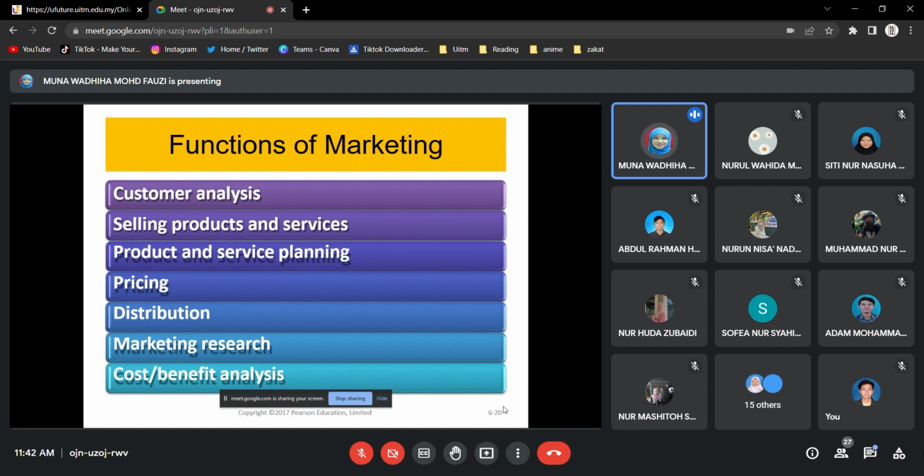Again, the 4 P's in marketing. The 4 P's can be categorized as the marketing mix. The 4 P's are product, place, promotion, and price. When we talk about product, it can consist of the variety of the product, quality, design, features, packaging, size, service, warranty, and also returns.